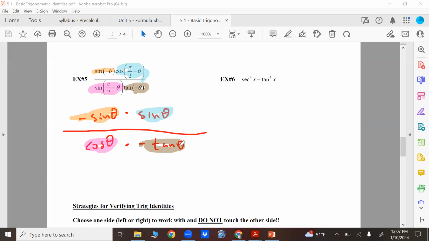Do you guys remember complementary angles from geometry? What did that mean when you had complementary angles? Together, they equal 90, exactly. Cosine is a complement of sine. Pi over 2 is 90 degrees. So the complement of cosine is going to be sine and vice versa.